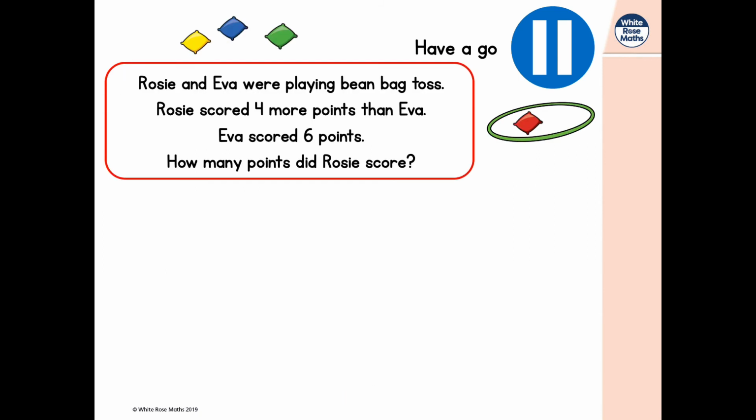It's time for you to have a go again. This time the story is about Rosie and Eva. They were playing beanbag toss. Rosie scored 4 more points than Eva. Eva scored 6 points. How many points did Rosie score? Why don't you pause here, think about your strategy, and then come back when you're ready. We'll see if we chose the same one.